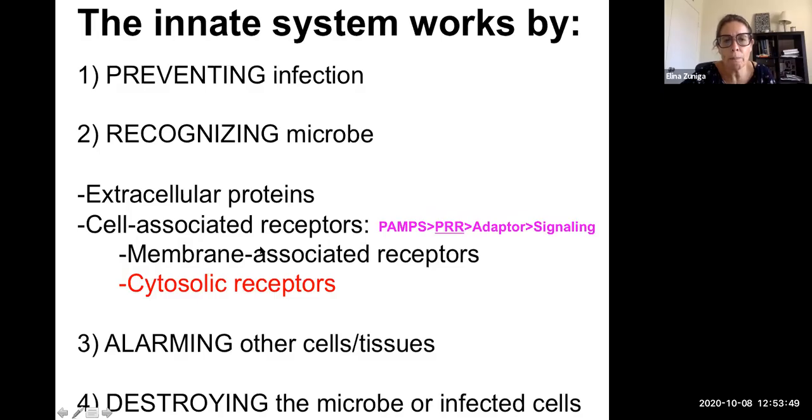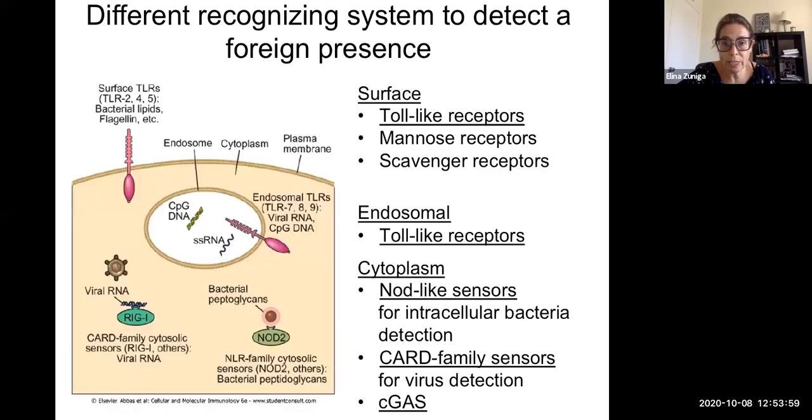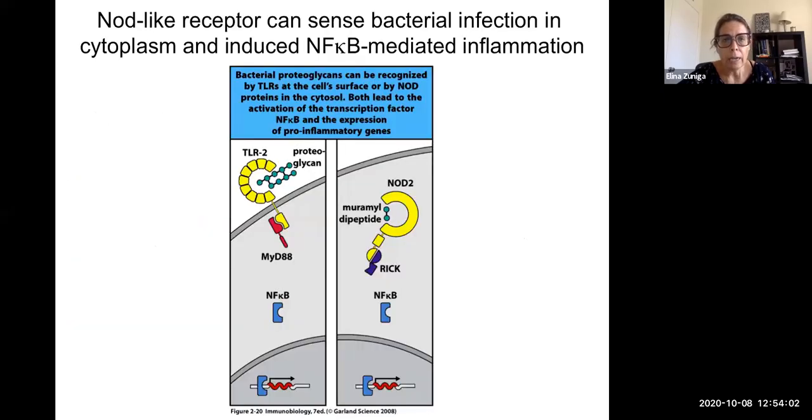This is what I would like to cover for the membrane-associated receptors, using toll-like receptors as the main example. We also have cytosolic receptors, as we just mentioned, and that involves the NOD-like receptors. Again, these are in the cytosol. They can also sense a bacterial infection now when it is present in the cytosol, and they will also lead to NF-kappa B activation.